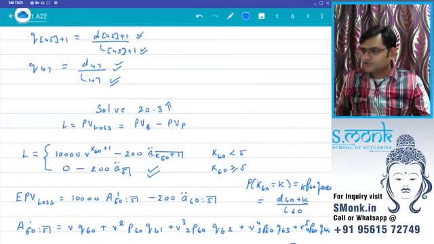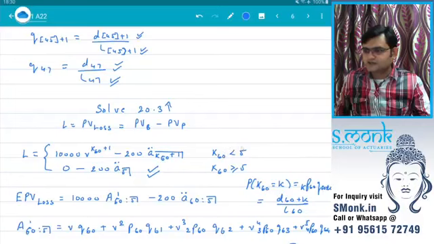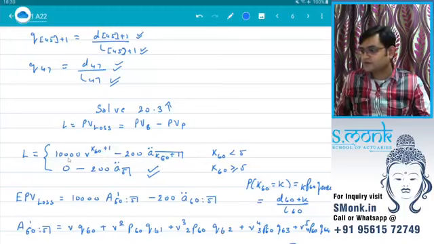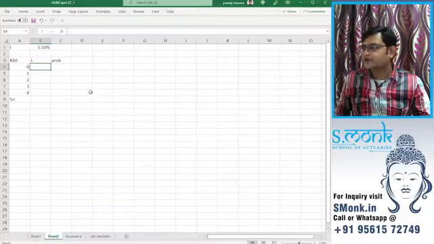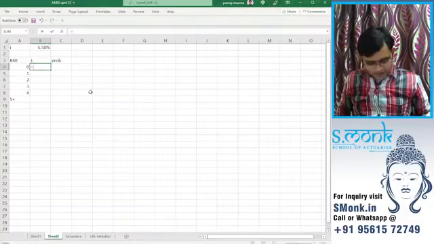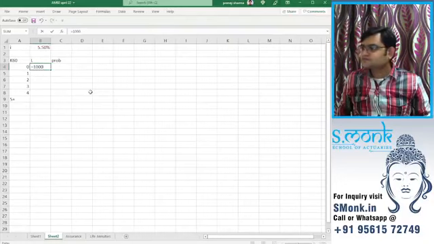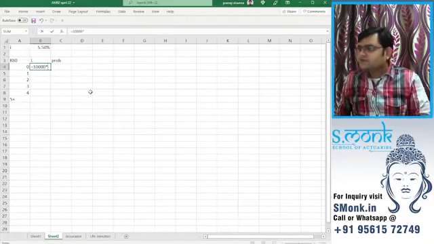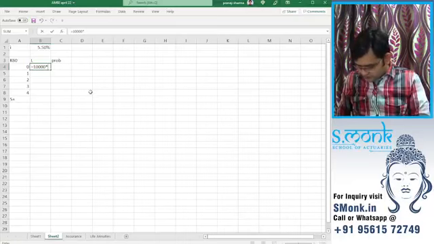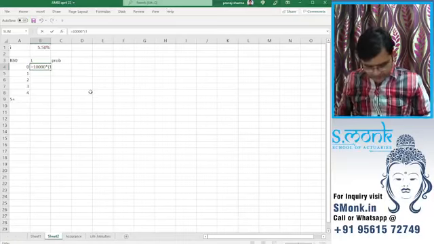So this will happen when K is less than 5. This is the loss function that we need to make for the first 0 to 4 values. So 10,000 v raised to Kx plus 1, and then minus 200 ä. I'll make that here. I'll say equal to, I'll have 10,000 into v raised to, so bracket 1.